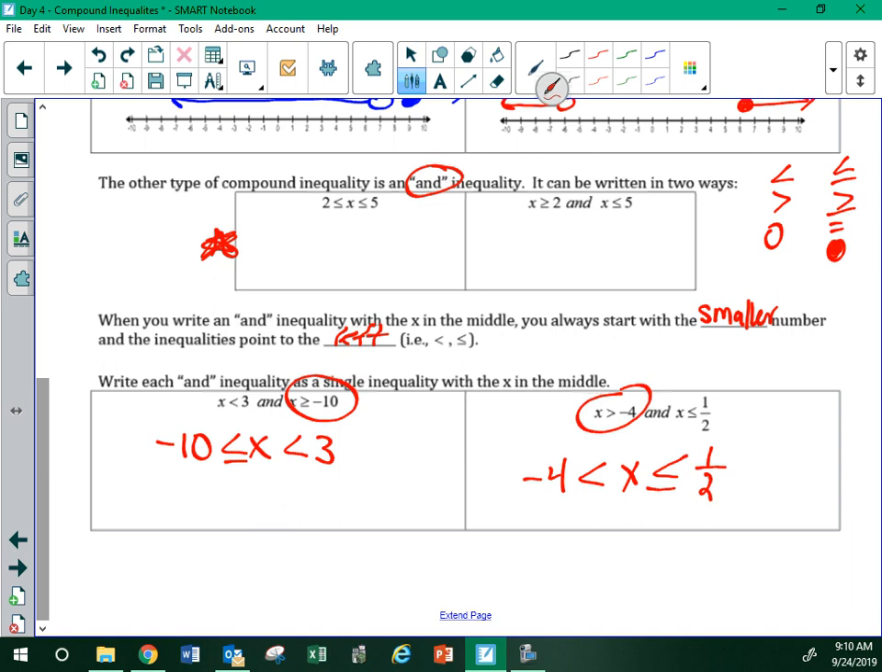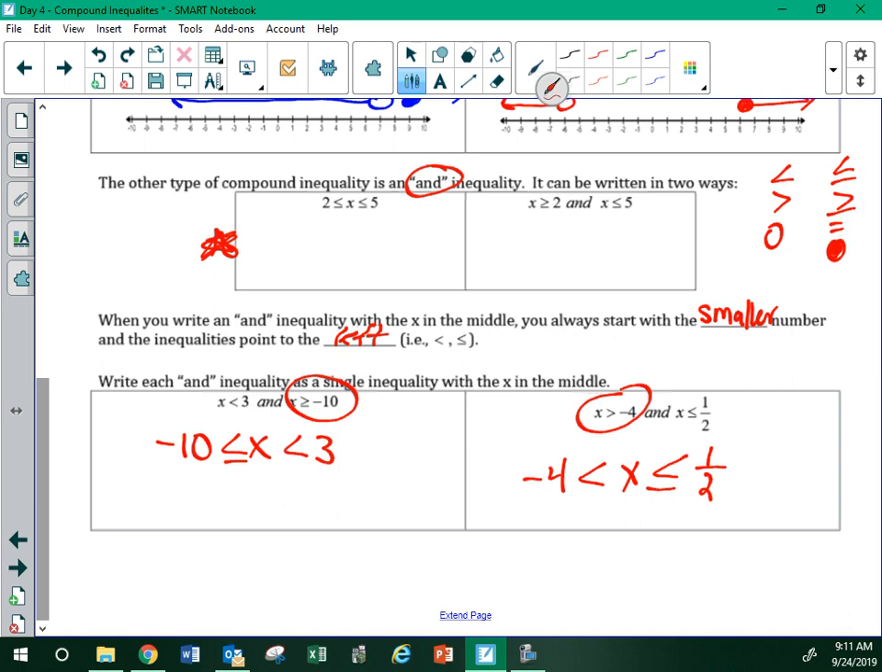Okay, so smaller number, then the bigger number. This is how we can make sure that what we write makes sense. X is in between -10 and 3. So I see this as -10 is less than or equal to x, which is less than 3. That should make sense. Is -10 less than 3? Yes. If we would have flipped it around, then you would have been saying that 3 is less than -10, which is not true. So doing it this way helps ensure that we've written it correctly.